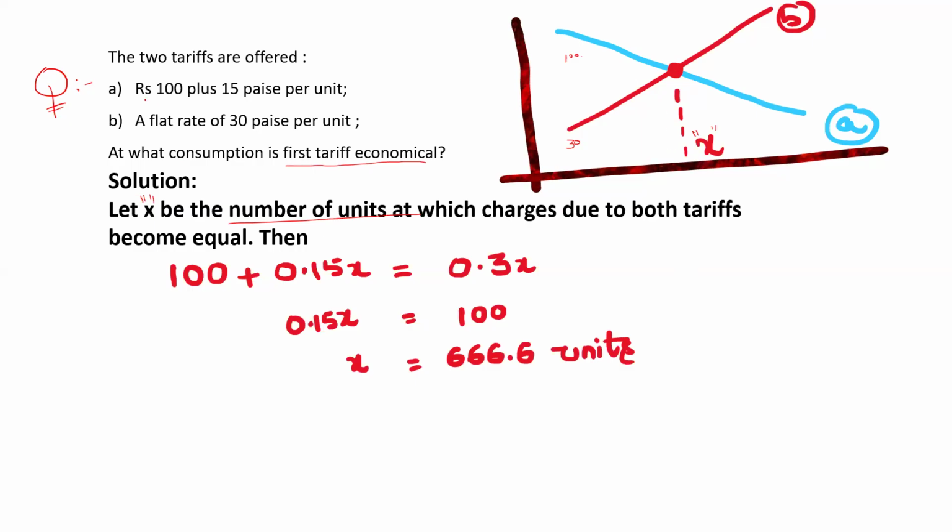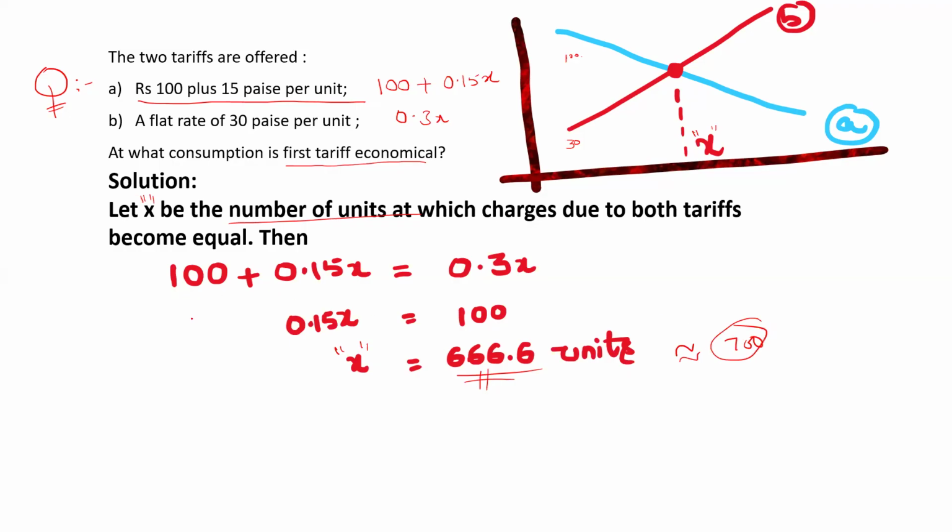Let's write the equations. The first equation is 100 plus 0.15x, where x is the unknown number of units. The second is 0.3x. Equate these two and find the unknown x. It's approximately 666 units. Let's take it as approximately 700.